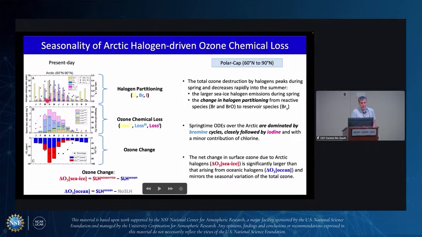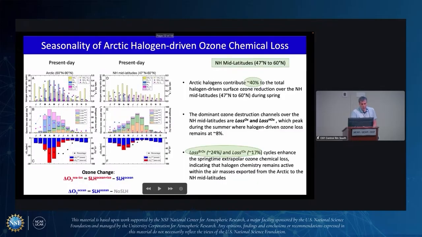And this is why on the second panel, where we compare all the chemical loss by families, we see that most of the chemical loss is driven in the Arctic region by halogens, and mostly during the spring. And most notably, the change in the difference in ozone here. So the blue line is the contribution of the oceanic emissions of halogens, and the red part of the bars is the contribution of the sea ice emissions of halogens, and how they both contribute to the total ozone reduction in the Arctic.